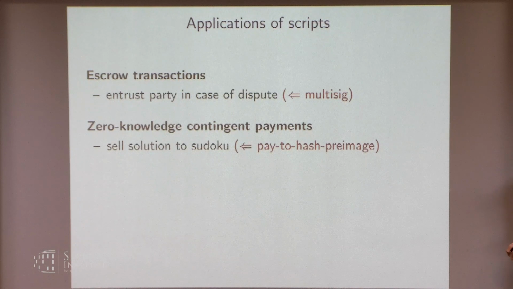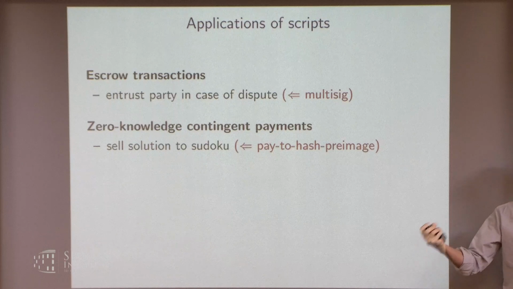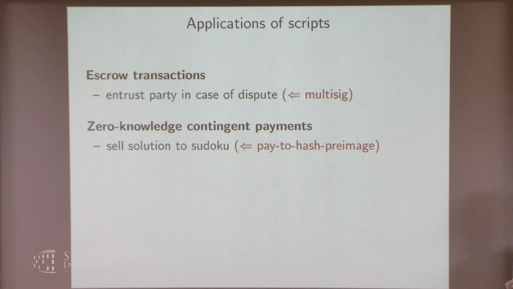So as an example, suppose that I have a Sudoku that I really want to solve, but I don't manage to do it. So I post on the internet and say, whoever gives me a solution to this Sudoku, I'll pay them 1 Bitcoin. The problem now is that these people want the money before they send me the solution, and I want to see the solution before I give out the money. So whoever goes first can lose.